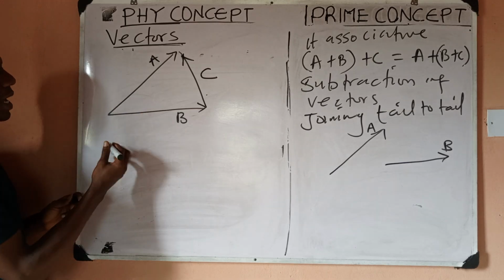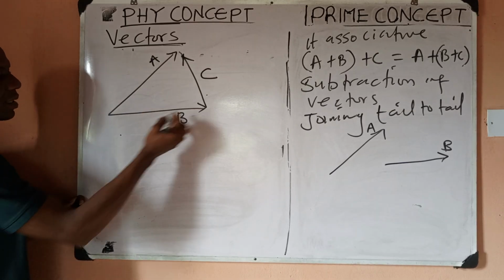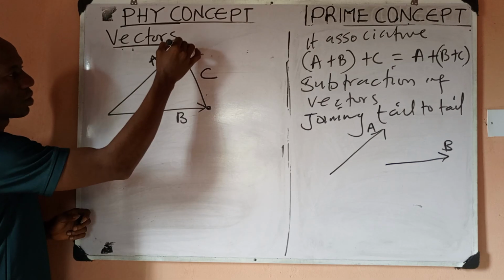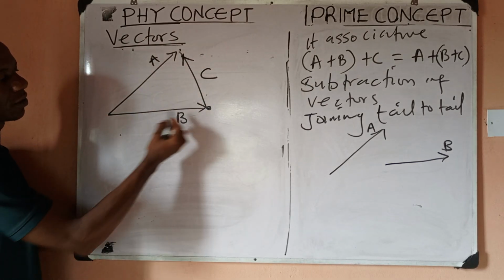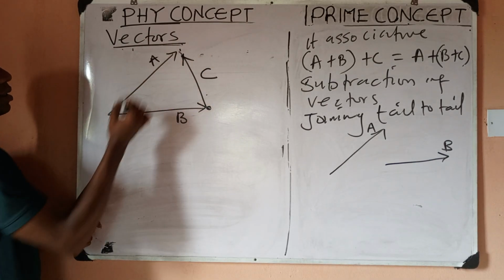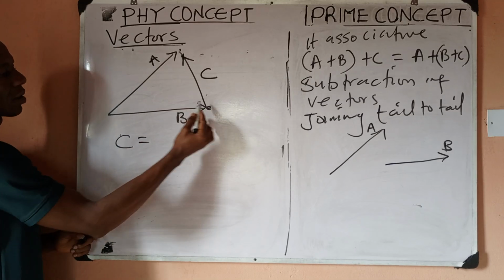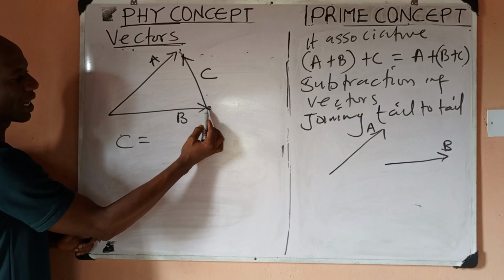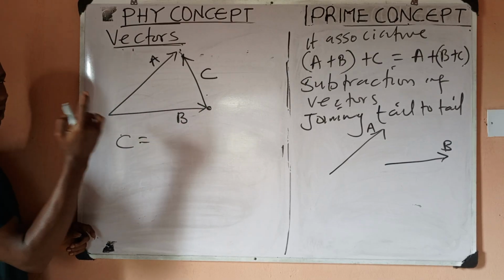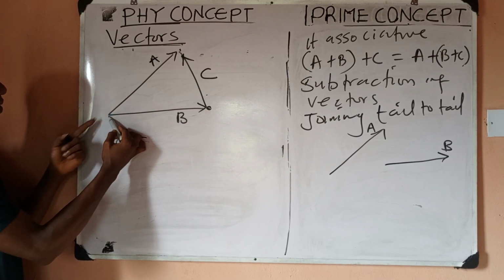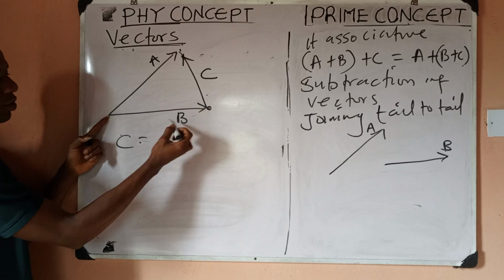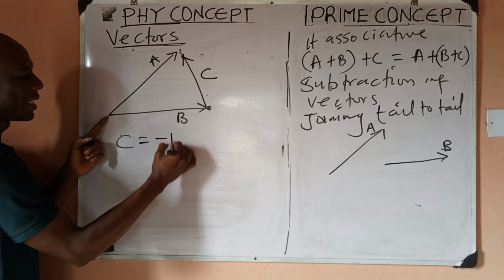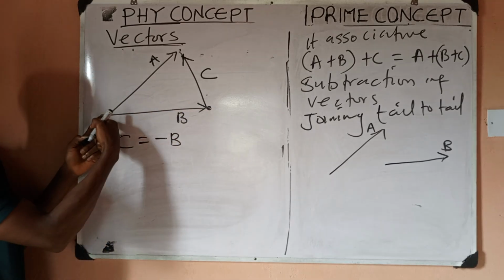So what do I have here? I have that C. Now say I'm at this point and I want to get to this point. I have two ways of doing that. I can go straight up, which is going to be C. Another way I can move is I would go like this. And you notice that when you move like this, you're moving against the arrow. So this becomes negative B because it is against the arrow.